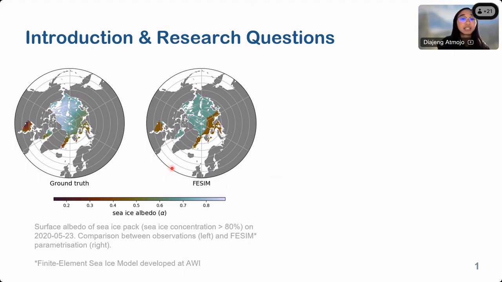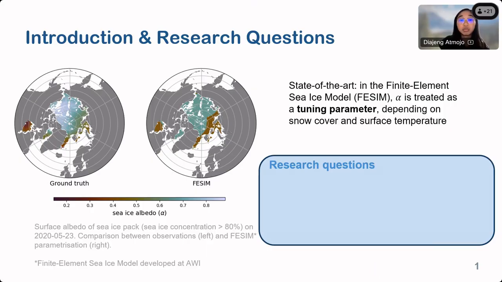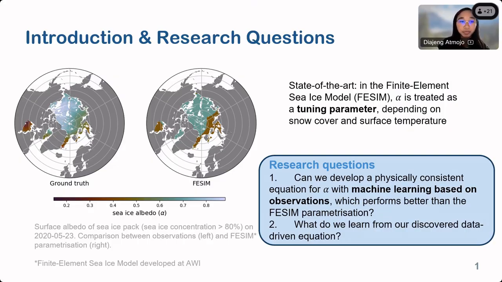And what you clearly see here is that the FESM parametrization does not capture the spatial variability of the observed albedo. And the reason for that is that in FESM, albedo is treated as a tuning parameter that depends on snow cover and surface temperature. Based on that, we formulated two research questions. So the first research question is, can we develop a physically consistent equation for albedo with machine learning based on observations, which performs better than the FESM parameterization? The second question is, what do we learn from our discovered data-driven equation?